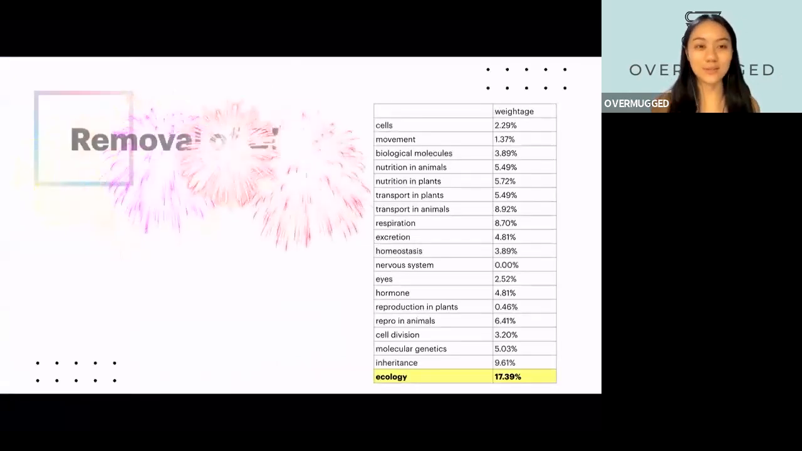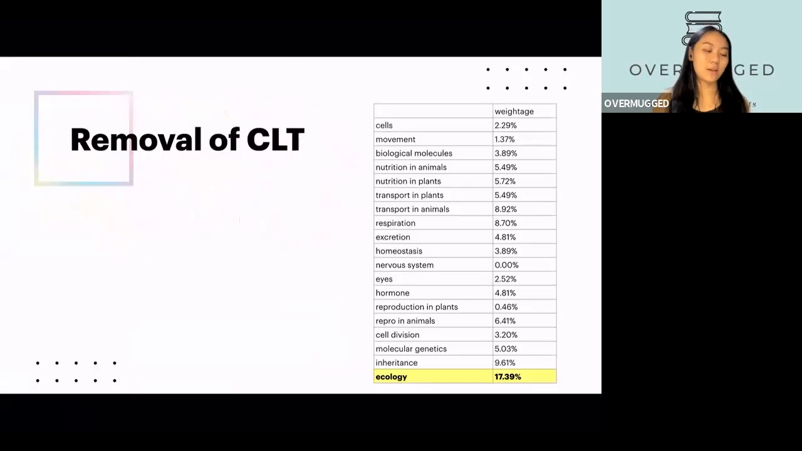I just wanted to use this effect, removal of CLT. Ecology has been, in the past 5 years, the largest percentage of all the chapters. Really, if you flip your TYS, it will have at least two questions from that chapter. So the impact of removing this chapter is great. You all memorize less. But it also means that every other chapter becomes more important, right? Where does this 17% go to?